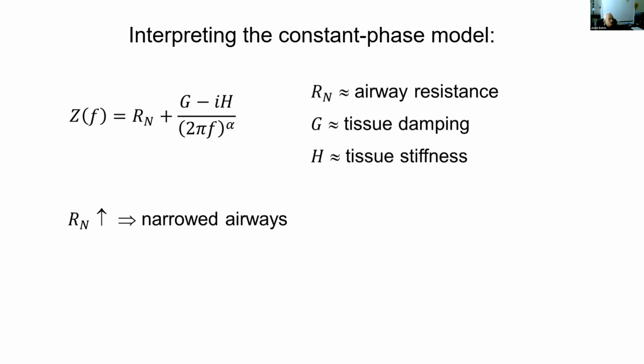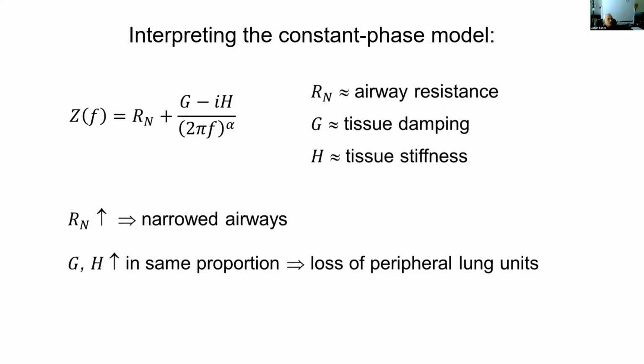So if you do an intervention and you see that resistance parameter go up, it's a pretty good indication that the airways have narrowed. So if you're simulating an asthma attack, that's what you'd expect to happen. If G and H go up in the same proportion, that's a pretty good indication. It doesn't prove it, but it's a good indication that you have de-recruited some fraction of the lung. It's just closed down and now no longer takes part in the activities of the lung. It's just been shut off.